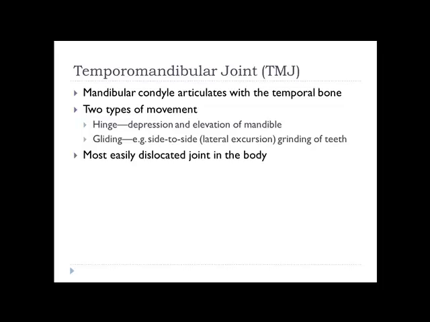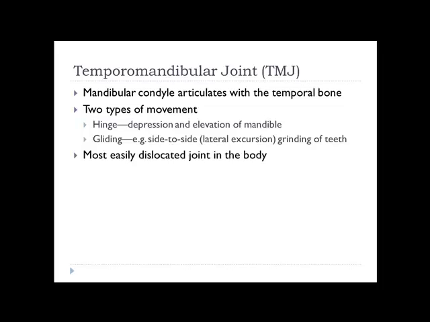All right, next one is our temporomandibular joint. Everybody put your hands on your face like Macaulay Culkin in Home Alone, and open your mouth and close your mouth. What you're feeling there is the motion of your temporomandibular joint. So that's where your temporal bone and your mandible come in contact with each other.